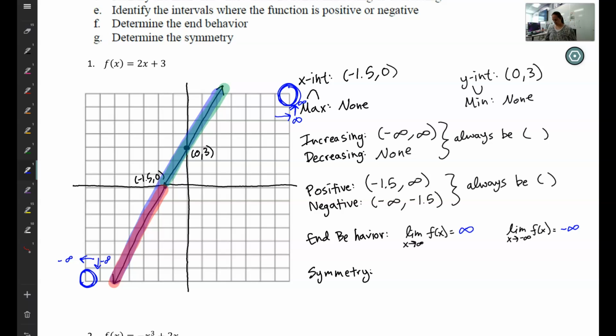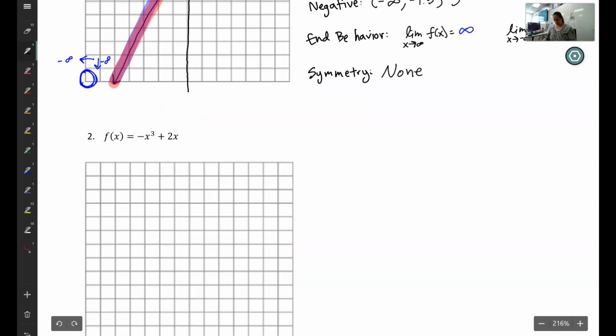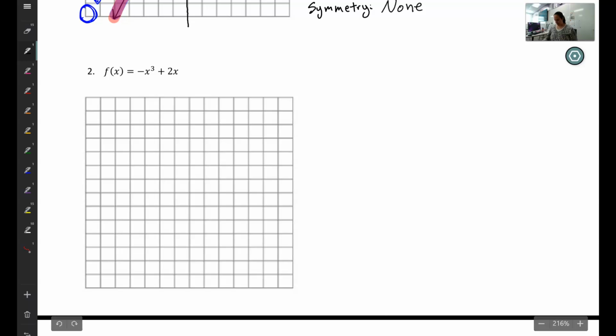Up. As x goes to negative infinity or to the left, where is the graph pointing? Down. Last, symmetry. So check for symmetry. First, does this graph reflect across the y-axis? Nope. Does this graph rotate around the origin? Nope. So symmetry, none. There's that one. In the next one, I'm going to have you graph it on Desmos, copy down all the important points, and then copy our template in, and in the next video, we'll start filling it in.